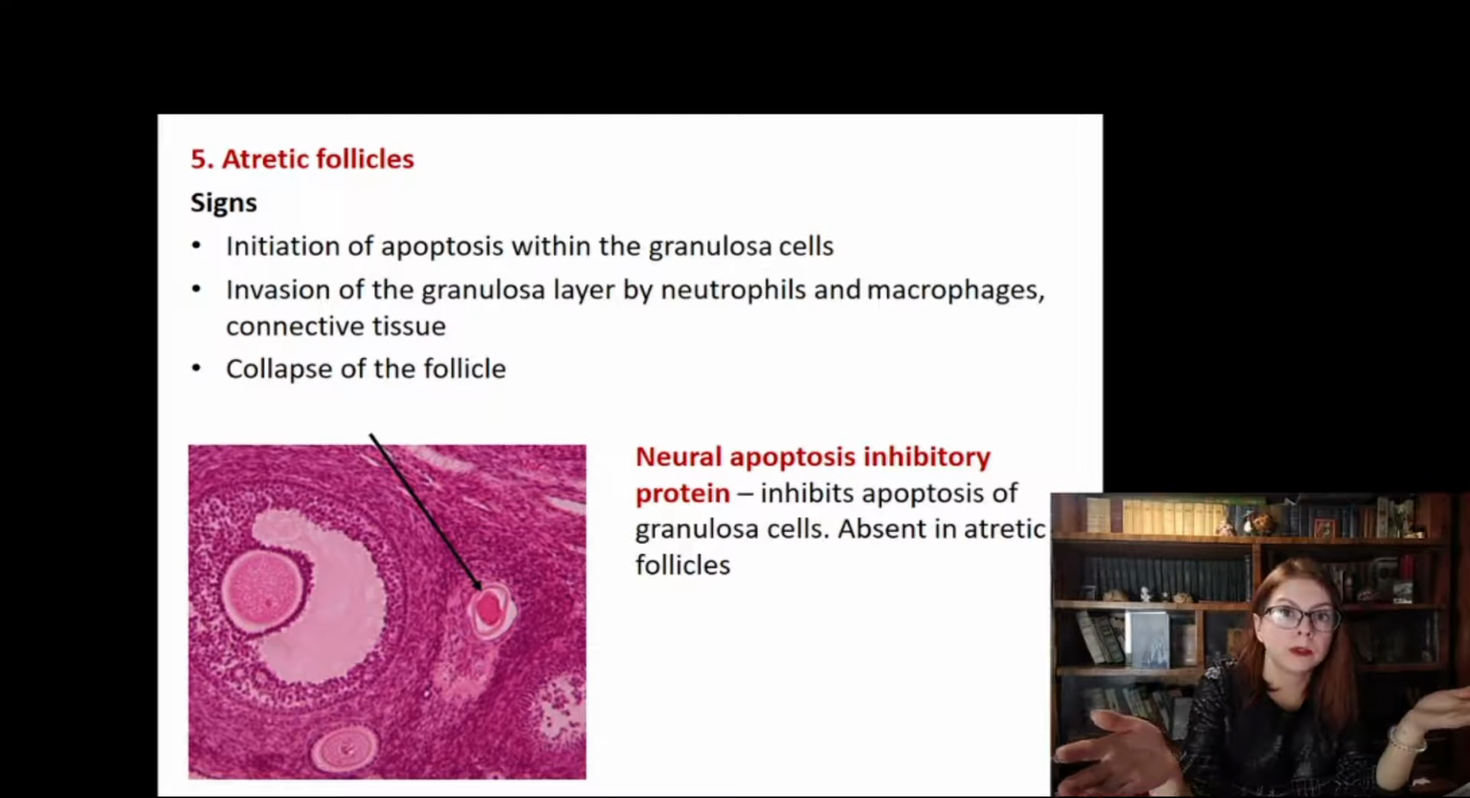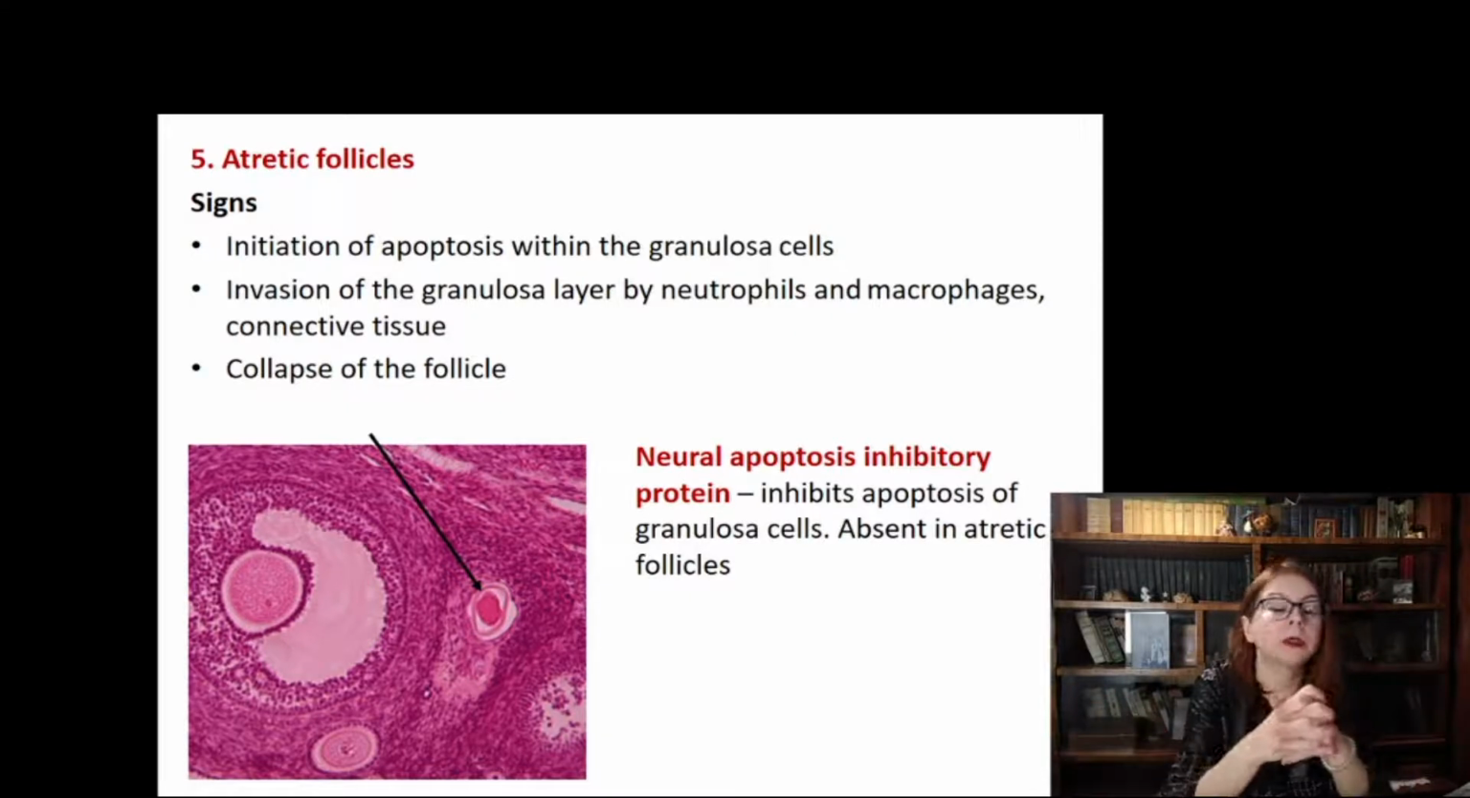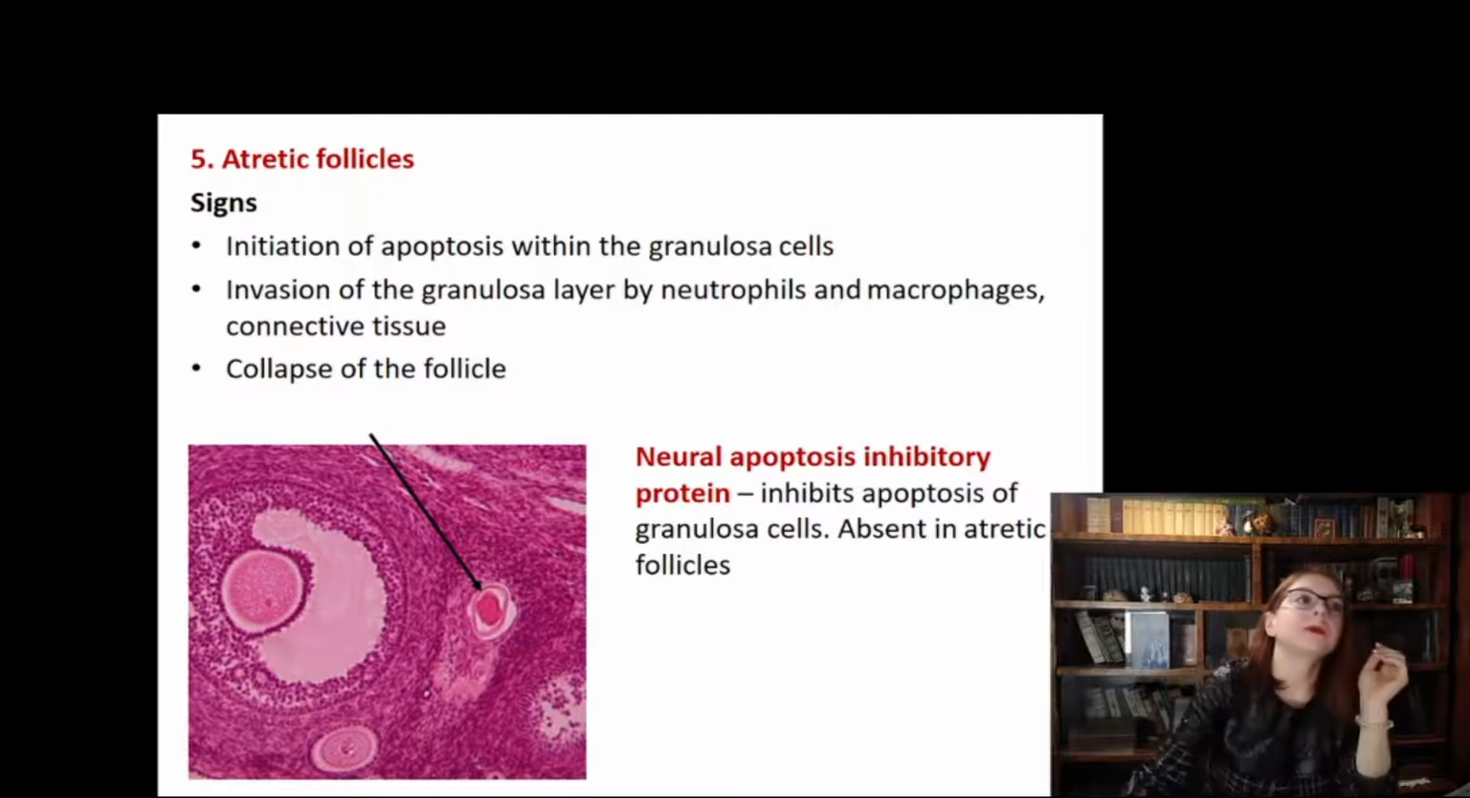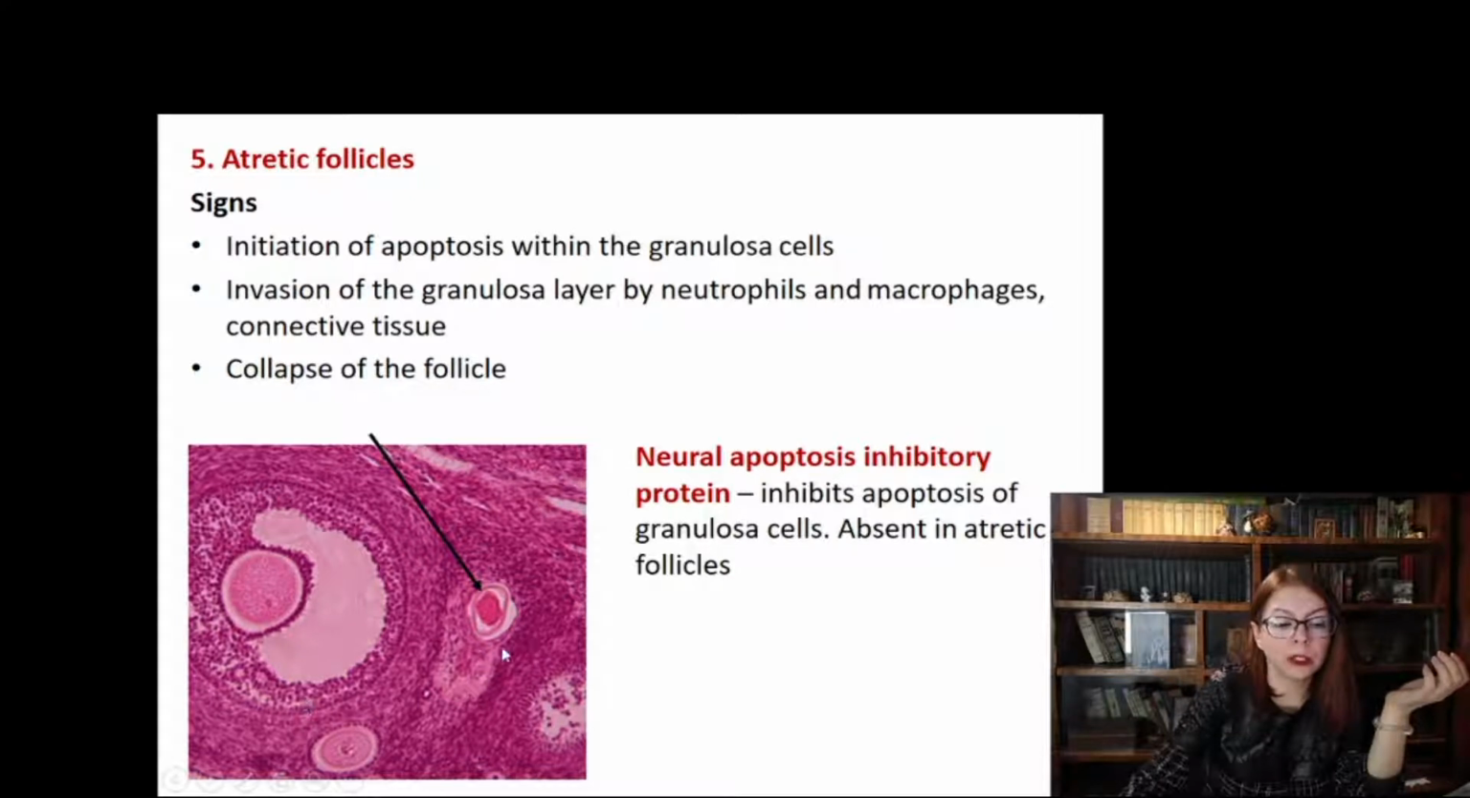What happens with the others? Up to 19 follicles could degenerate, and this is a normal event. And such follicles are called atretic follicles. So they do not become mature, they undergo back development, they do not ovulate. And what happens with them, how do they degenerate? First of all, their granulosa cells undergo apoptosis, as we can see here.